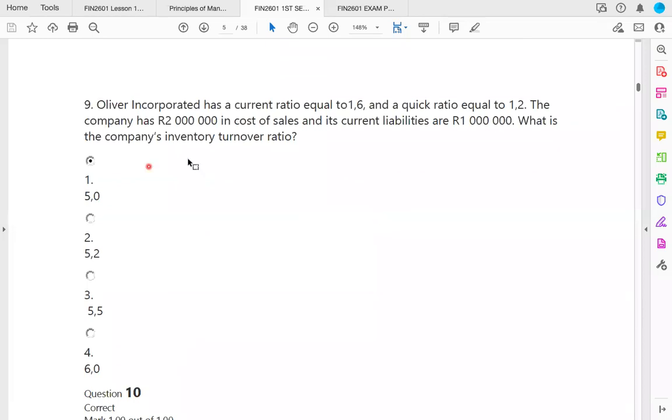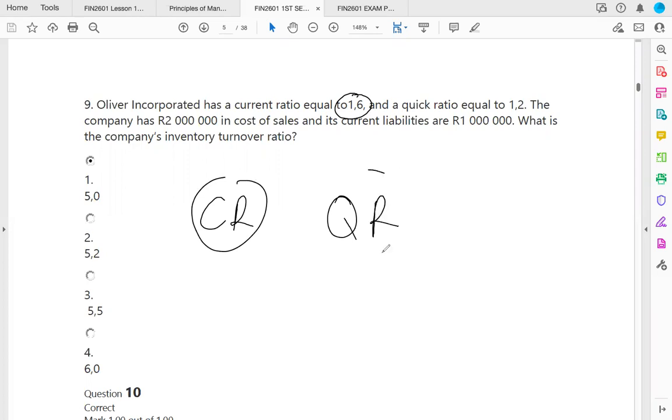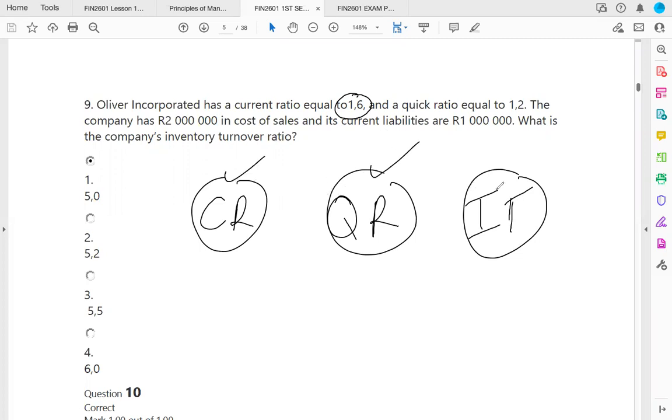Question number 9. We won't spend a lot of time on this question. It's one of those questions again. You can actually just practice this one. You can even put the recording on pause and see if you can do it. We now know this: current ratio, quick ratio, inventory turnover. These questions come up a lot. We've been given the current ratio, we've been given the quick ratio, and we have to calculate the inventory turnover. Inventory turnover is cost of goods sold over inventory.